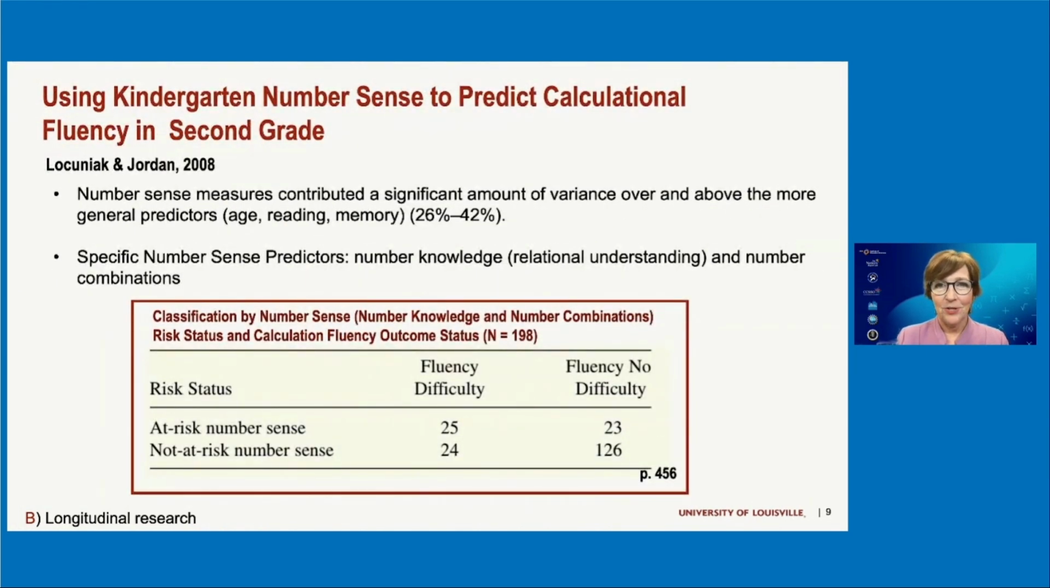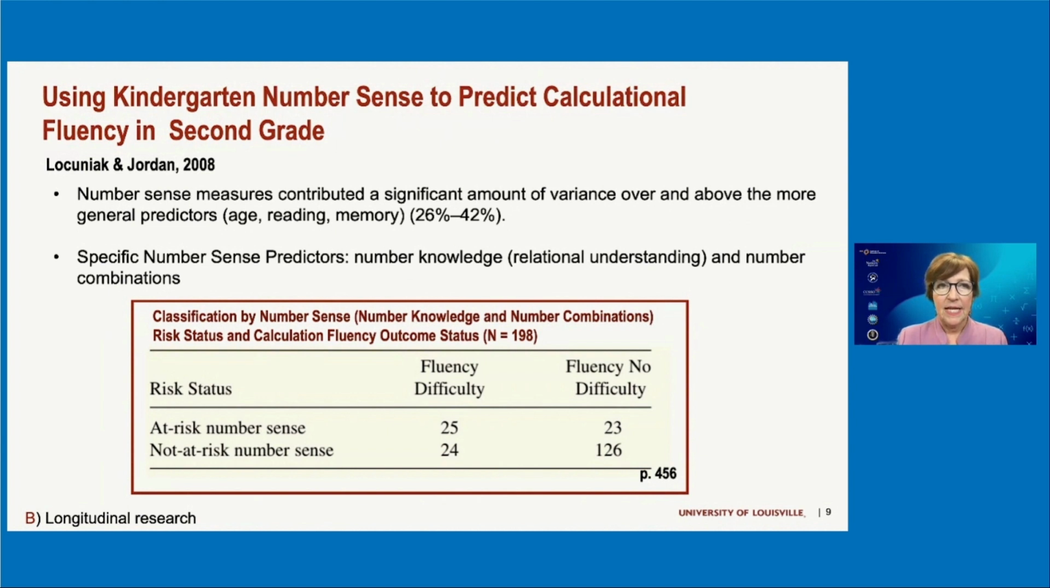There's a team of researchers that have been doing a lot of work on predicting students' understanding. And across these studies, they continually find that number knowledge, this relational understanding, knowing what's 1 more than 7, what's 1 less than 6, that relational piece, and number combinations, knowing 2 plus 3 is 5, are the strongest predictor of success in later grades.